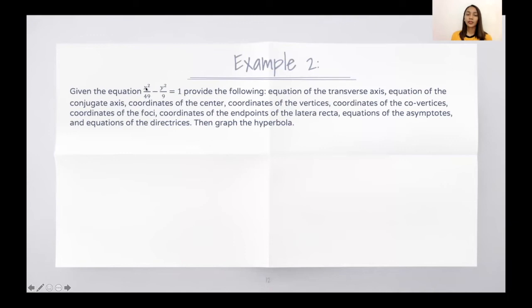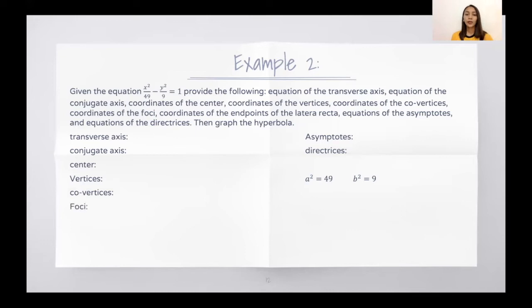Next, let's have example number 2. So given the equation x squared all over 49 minus y squared all over 9 is equal to 1, provide the following: equation of the transverse axis, equation of the conjugate axis, the center, the vertices, the co-vertices, the foci, endpoints of latera recta, asymptotes, and equation of the directrices. Then graph the hyperbola. So as you can see, the equation is an example of a horizontal transverse axis since yung nasa unahan na variable is x squared. So this is a horizontal transverse axis.